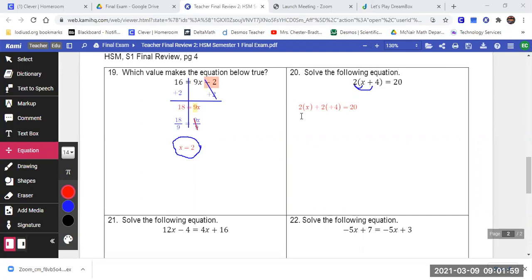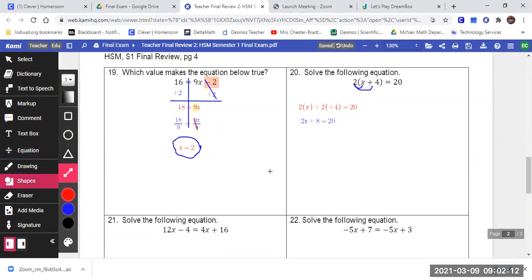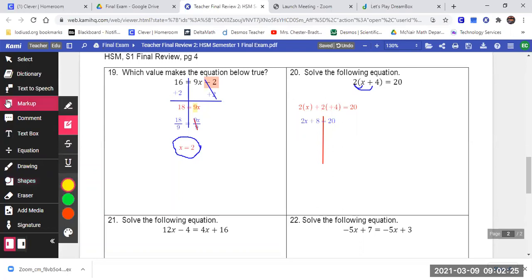So we have 2x plus 8 has to equal 20. Okay, so we're ready to big 0 and big 1. What are we going to do? Big 0 or big 1? Look what the problem looks like. Big 0 because I see an add or subtract in there. Exactly. I need to big 0 out this +8.